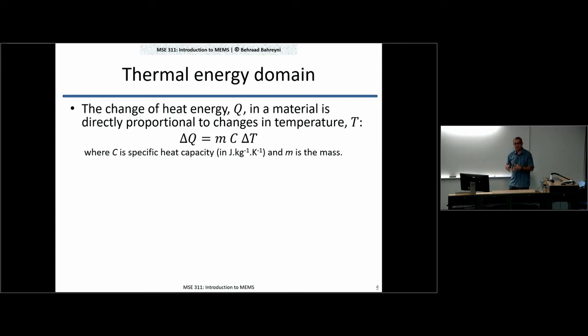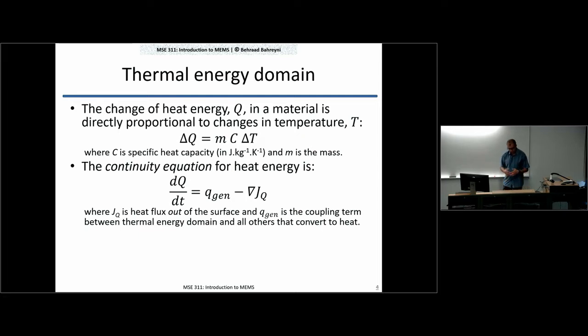And C is the specific heat capacity of the material, which is a property of the material, right? It's easier to heat up, let's say, air than it is to heat up water, and so on and so forth. So it's a property of the material. So it is about how much material you have, what the material is, and how much the change in temperature is. So, three components.